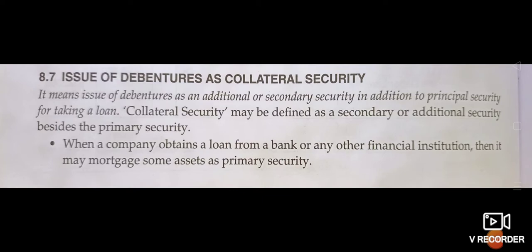The bank or the other persons to whom such debentures are issued as collateral security will not be entitled to any interest on these debentures. They are entitled to get interest on the original loan advanced by them. Okay, so collateral security means additional security which is given in support of the principal security for taking a loan from the bank or other financial institutions. Understood?